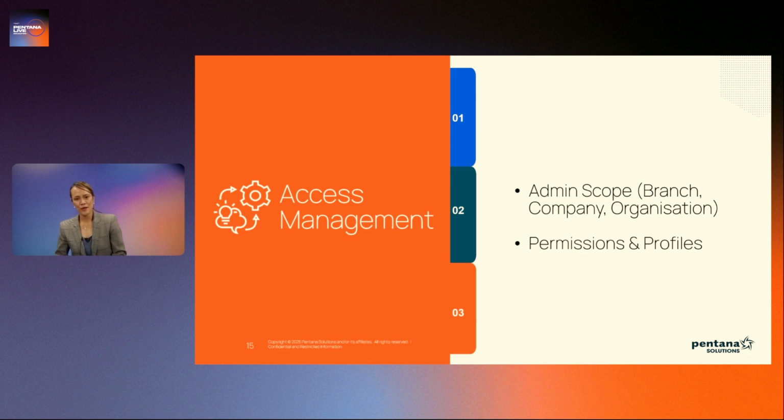Now, let's move to access management, which controls what you can access after login. Admin scope: branch versus company versus organization administration boundaries. Permissions: specific capabilities within an app or data set. Permission profiles: bundled permissions applied quickly and consistently.